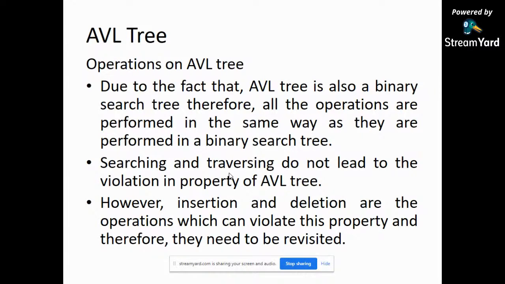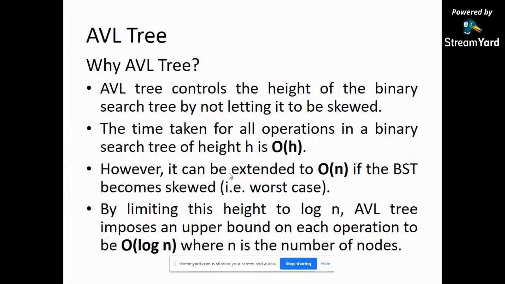Now deletion can also be performed in the same way as it is performed in a binary search tree, but deletion may also disturb the balance of the tree. Therefore, various types of rotations are used to rebalance the tree. So while inserting and deleting elements from AVL tree, we have to see the balance factor. If the tree is balanced, there's no problem. If the tree is unbalanced, then we have to perform several rotations. Then the tree will become balanced.